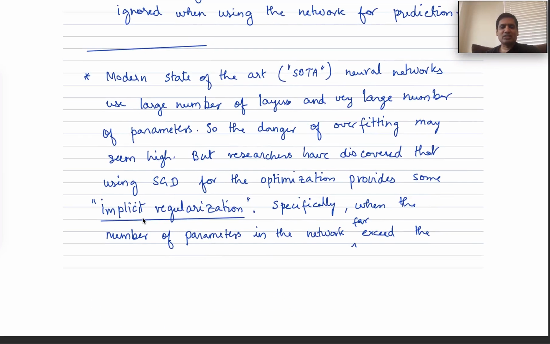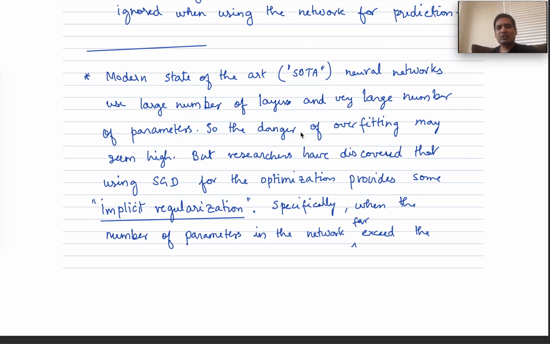Finally, I want to mention something called implicit regularization, which has to do with the properties of the stochastic gradient descent algorithm. There's this word here, so I say modern state of the art, SOTA, in the machine learning world or maybe in the computer science world. The phrase state of the art is contracted to SOTA for some reason. In any case, modern state of the art neural networks actually use lots and lots of layers and a very large number of parameters, weights, and biases.